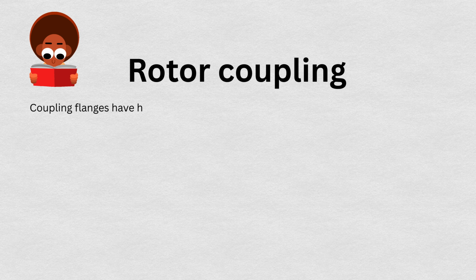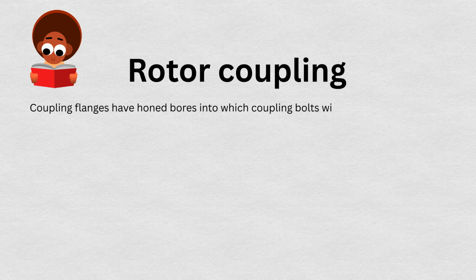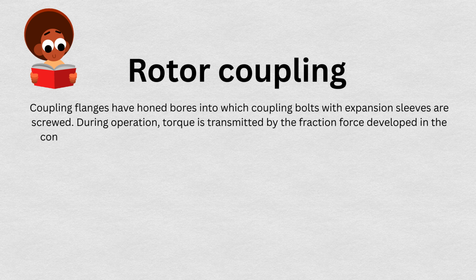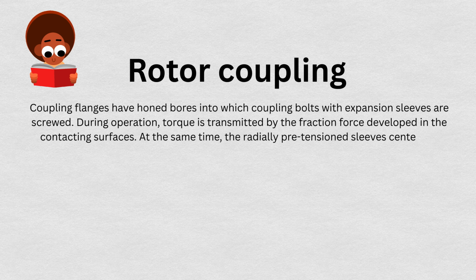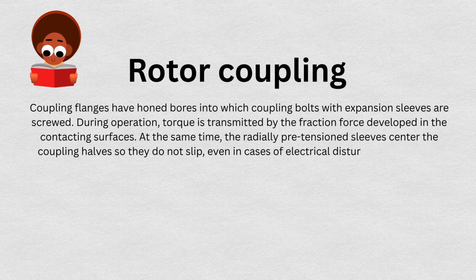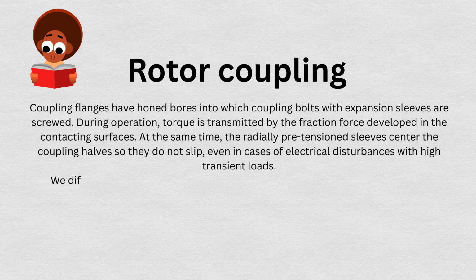Coupling flanges have honed bores into which coupling bolts with expansion sleeves are screwed. During operation, torque is transmitted by the friction force developed in the contacting surfaces. At the same time, the radially pre-tensioned sleeves center the coupling halves so they do not slip, even in cases of electrical disturbances with high transient loads.